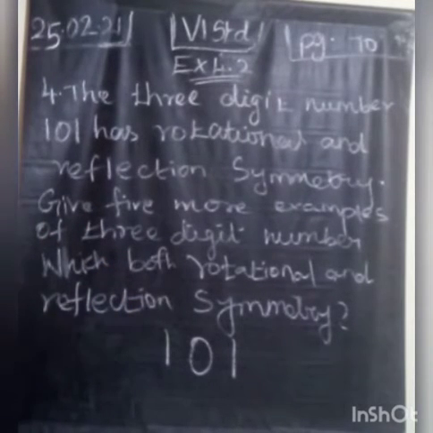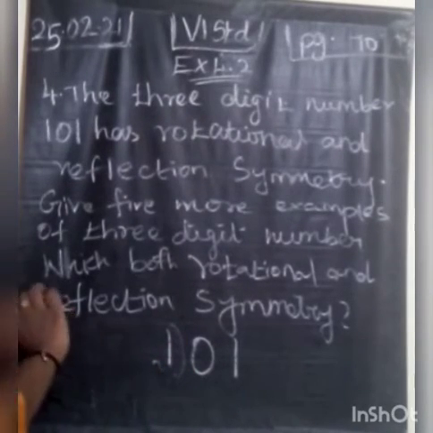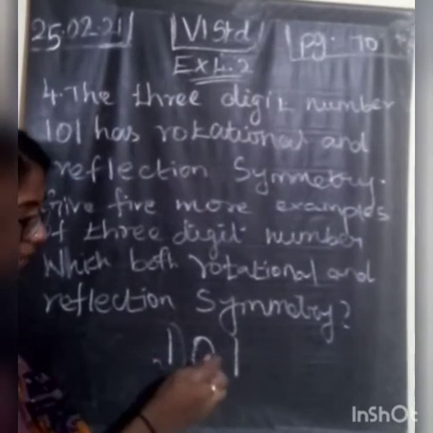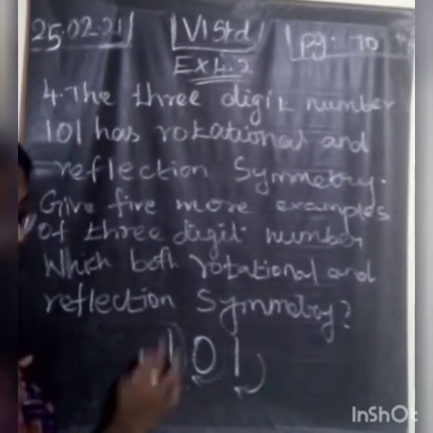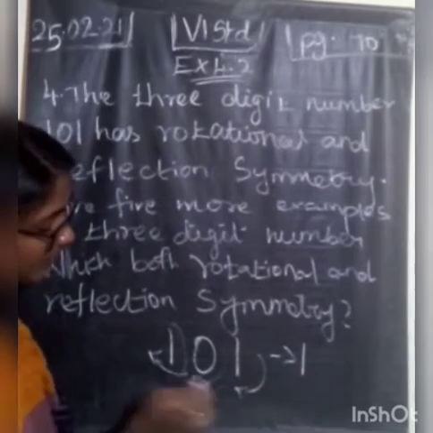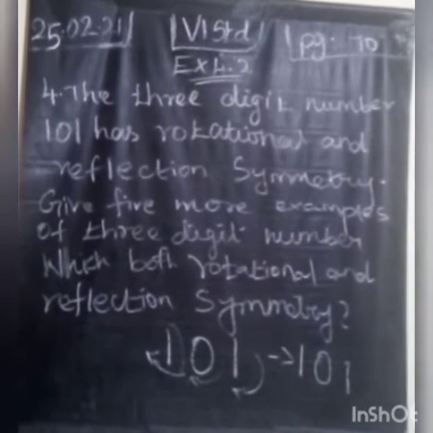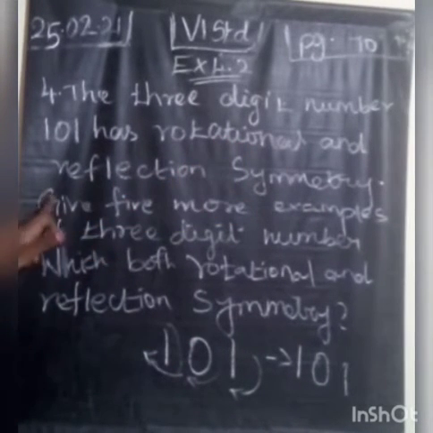Rotational symmetry, which we already know about: an object is said to have rotational symmetry if it looks the same after being rotated about its center through an angle less than 360 degrees. So here we rotate this. One rotation is complete and it looks the same. The similar one is 1, as it is 0, 1. So 101 has rotational symmetry and reflection symmetry.